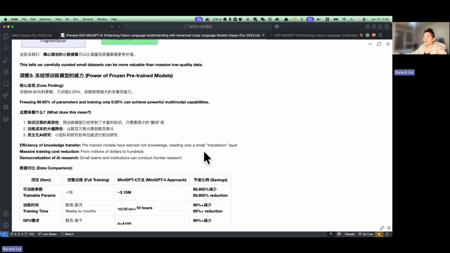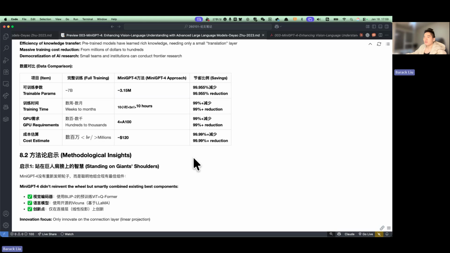Efficiency of knowledge transfer: pre-trained models have learned rich language, needing only a small translation layer. Massive training cost reduction, from millions of dollars to hundreds. Democratization of AI research: small teams and institutes can conduct frontier research.